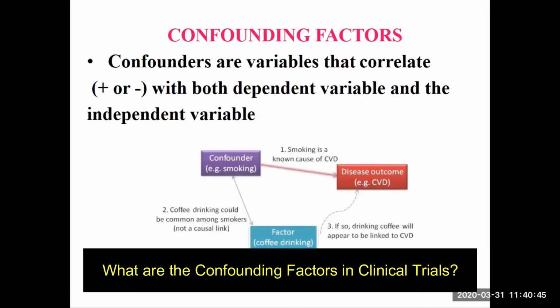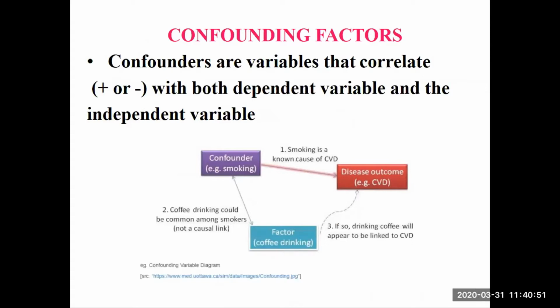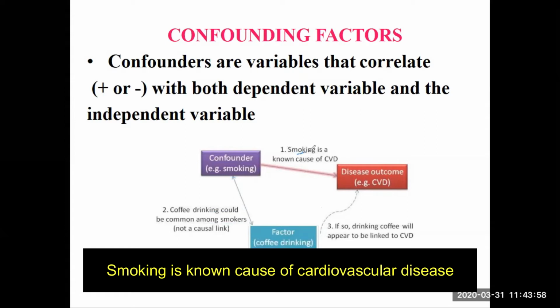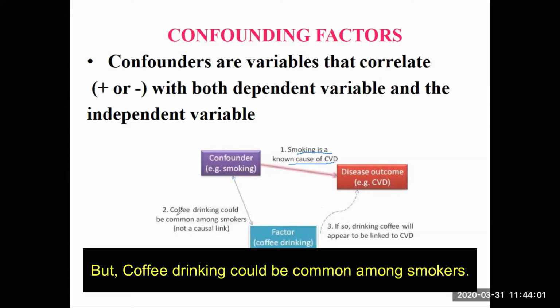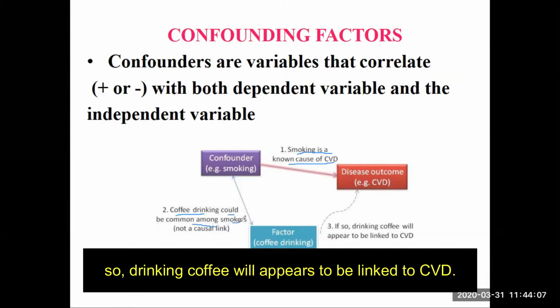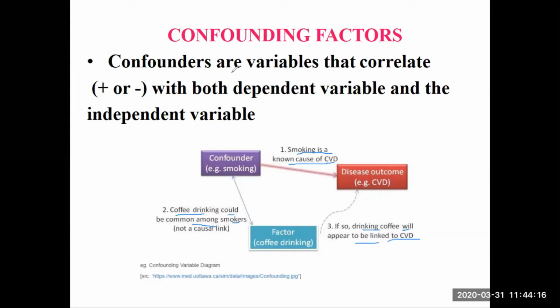Now, what are the confounding factors in clinical trials? To understand this, we must know what confounding factors are. Confounders are variables that correlate positively or negatively with both the dependent variable and the independent variable. For example, smoking is a known cause of cardiovascular disease, but coffee drinking could be common among smokers. So, drinking coffee could also appear to be linked with cardiovascular disease. So you can understand how confounder variables correlate with dependent and independent variables.